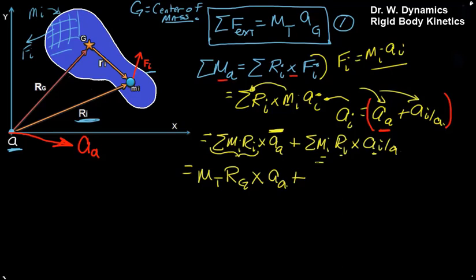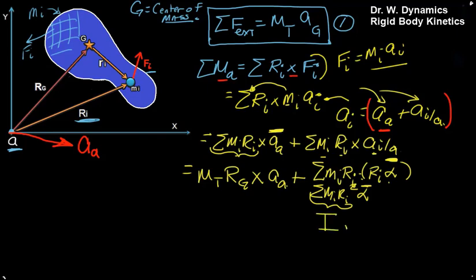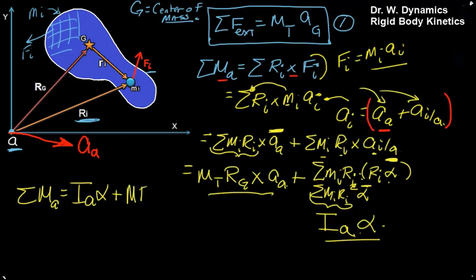And what we'll get from that will be the sum of the mi ri times r alpha, the tangential acceleration of that particle, and this alpha is a constant. This becomes the sum of the mi ri squareds times alpha, where again alpha is a constant, and that will give us the moment of inertia I about point A. So if we put all this together, we get that the sum of the moments about A will be IA alpha plus m rG cross aA.